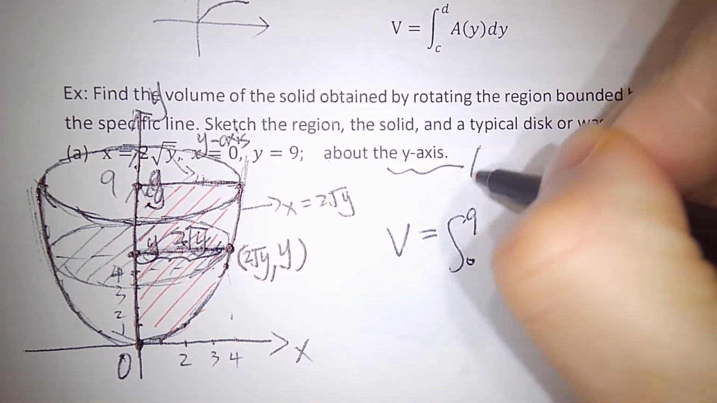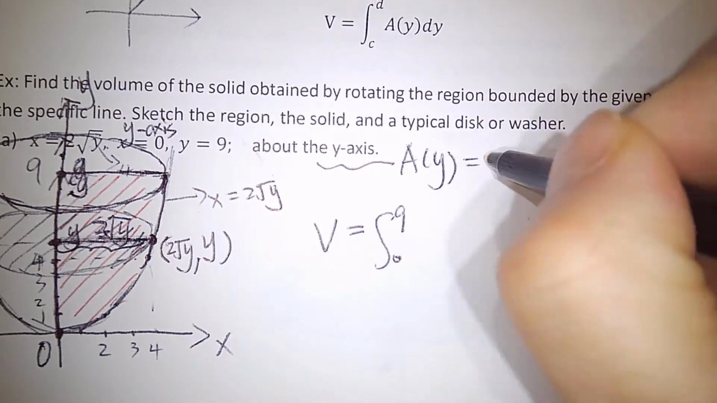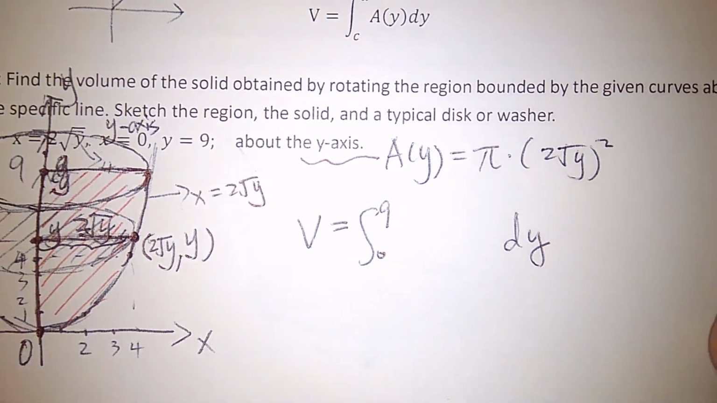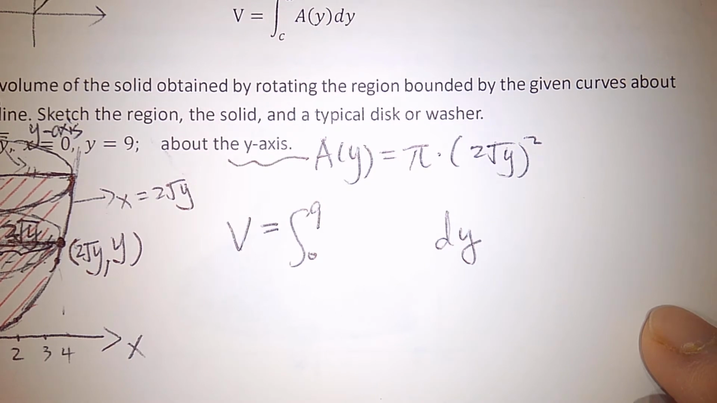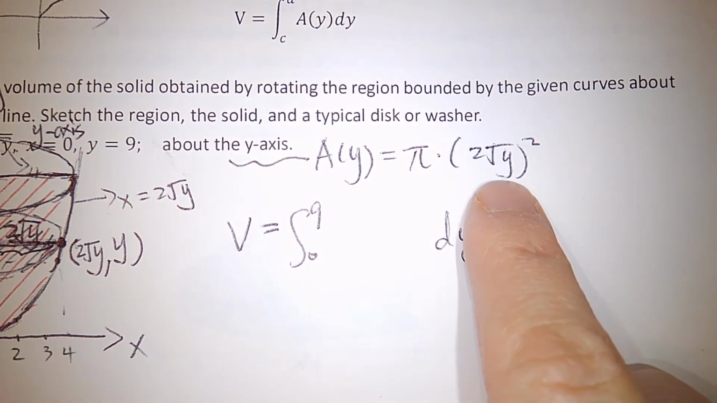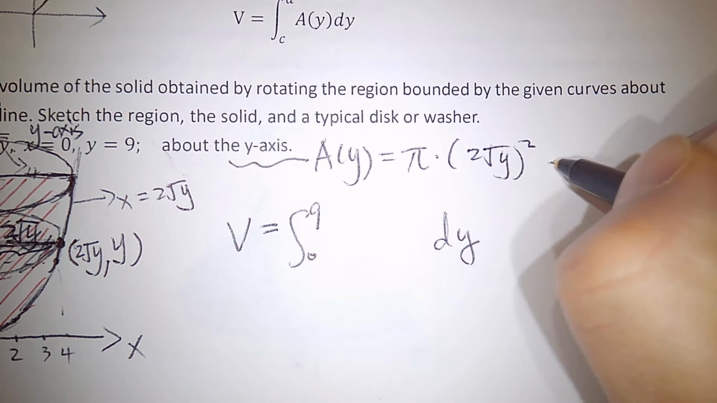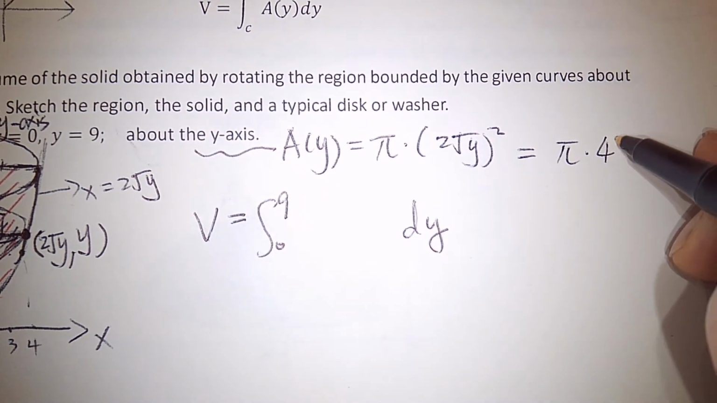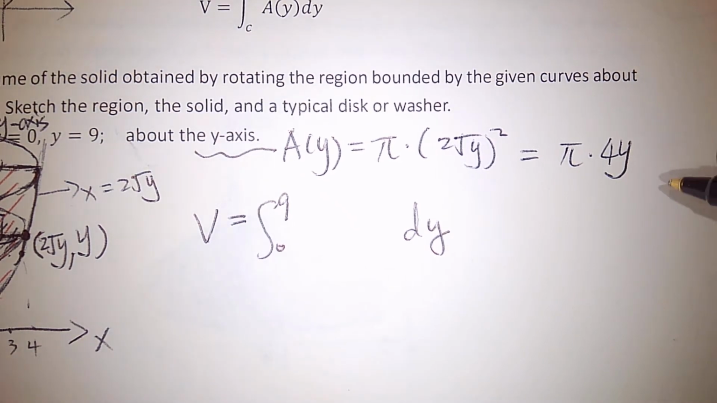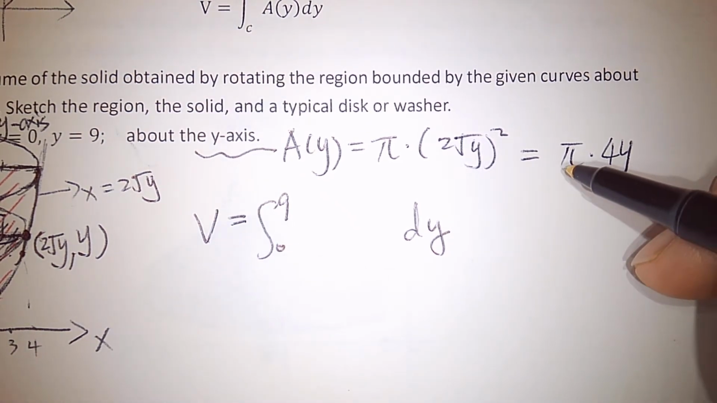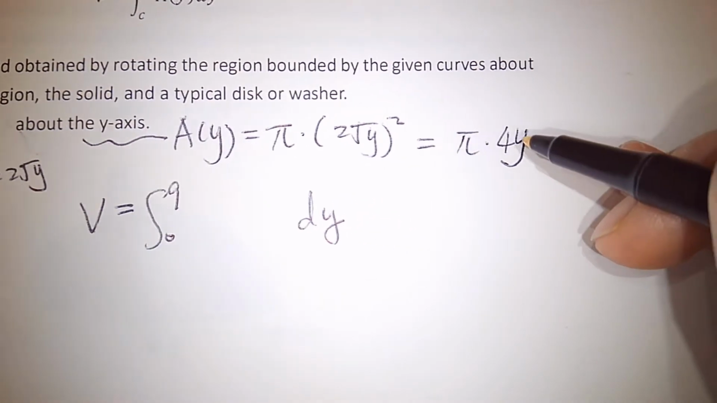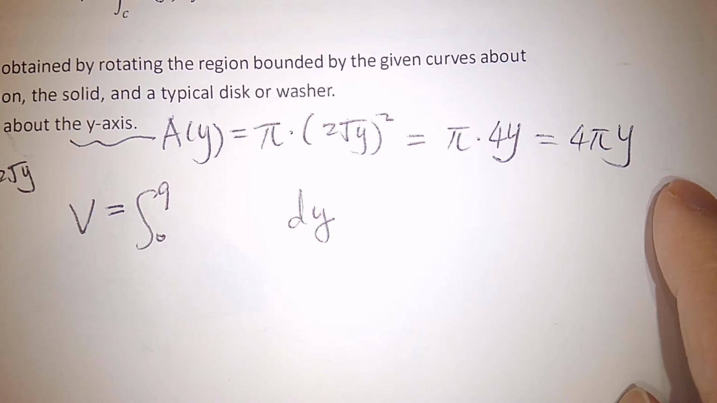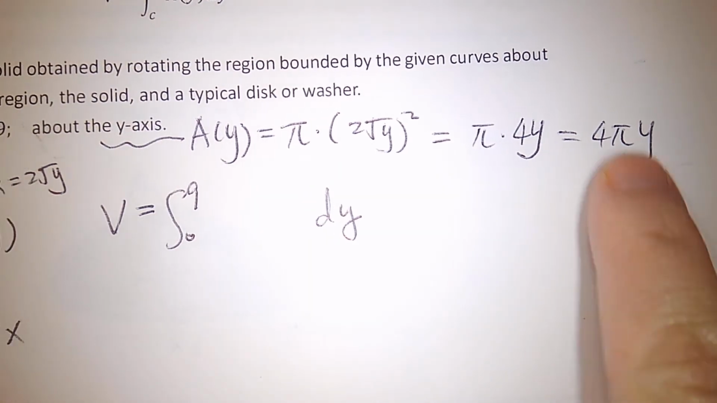So A of y should equal pi times (2 times square root of y) squared. You guys agree with this? Okay, let's simplify. Pi times (2 times square root of y) squared gives us 4y, so actually this is 4 pi y, right? So this is A of y.